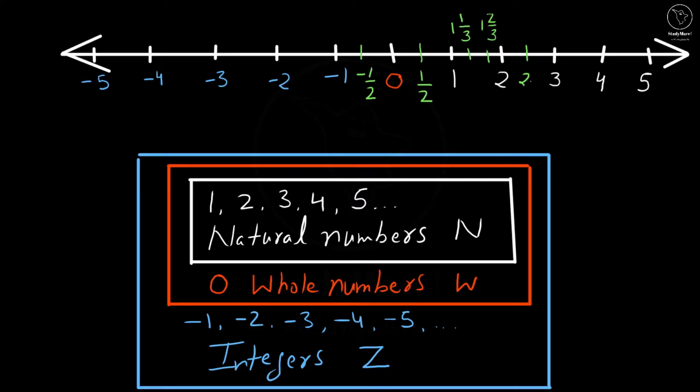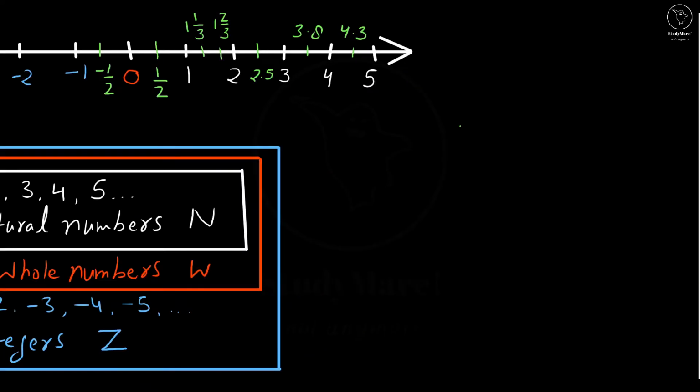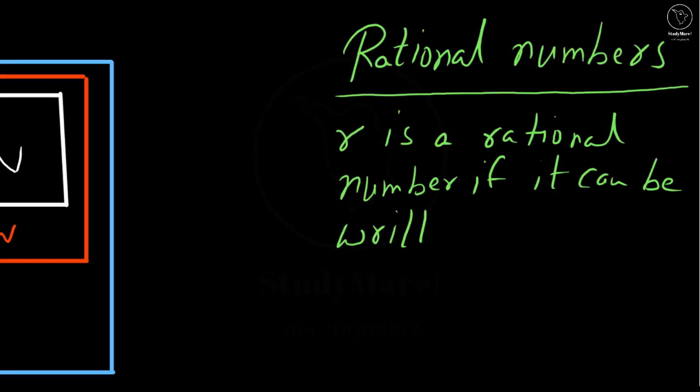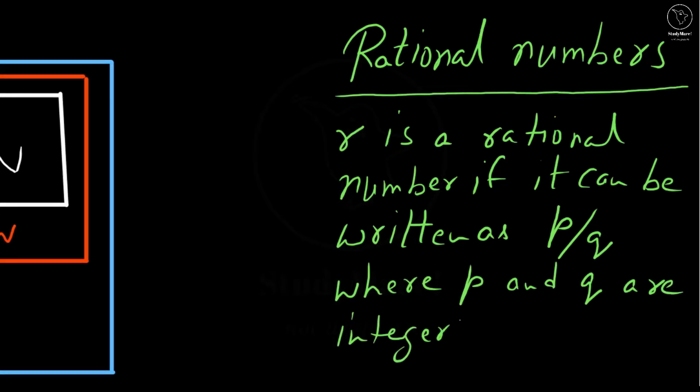Between 2 and 3 we can have 2.5. Between 3 and 4 we can have 3.8. Between 4 and 5 we can have 4.3. Considering these numbers, we get the concept of rational numbers. If we give a general name to this rational number as Q, then it can be defined as a rational number if it can be written in the form of p/q, where p and q are integers and q is not equal to 0.